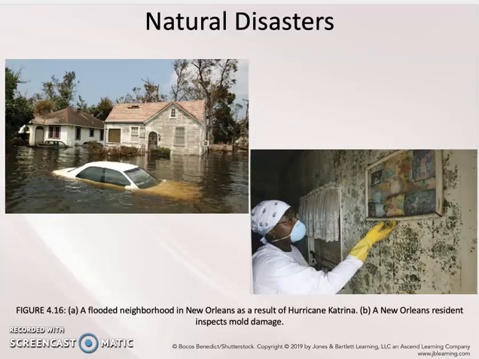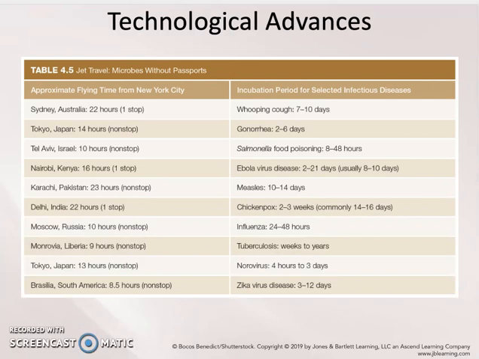Technological advances are also a cause of spreading infectious disease. Among these is air travel. Air travel has allowed people to move from one place in the world to another remote location within very short periods of time. We can see from this graph that with the advent of jet travel, people can travel really far distances and spread infectious disease even before they know they themselves are actually infected.